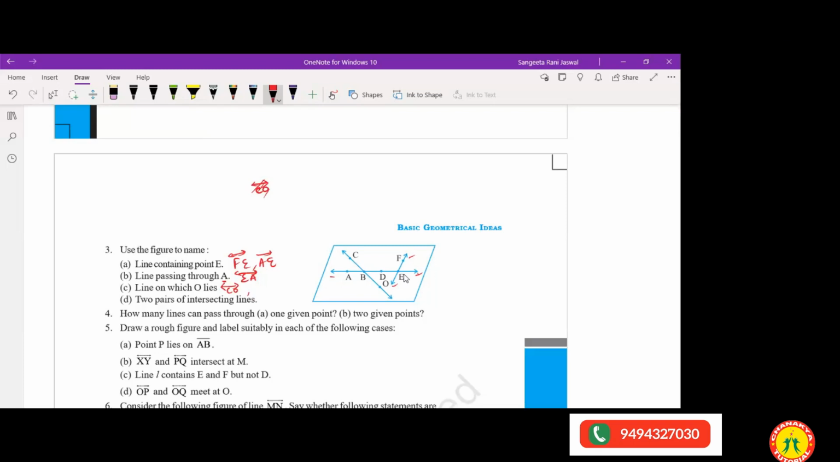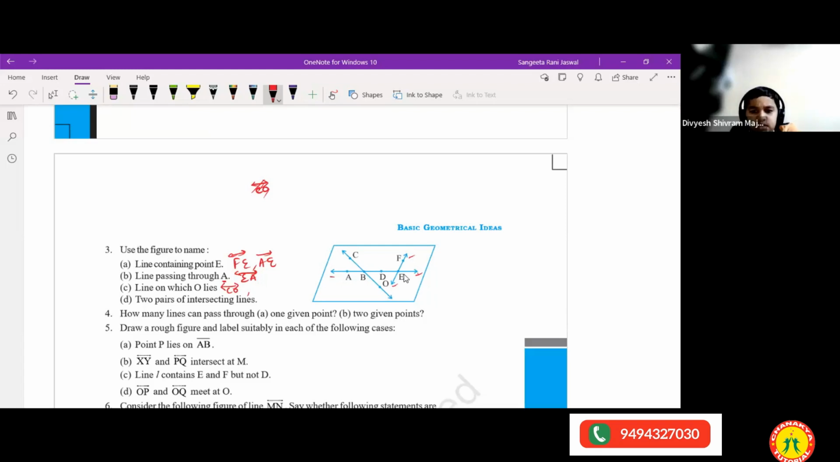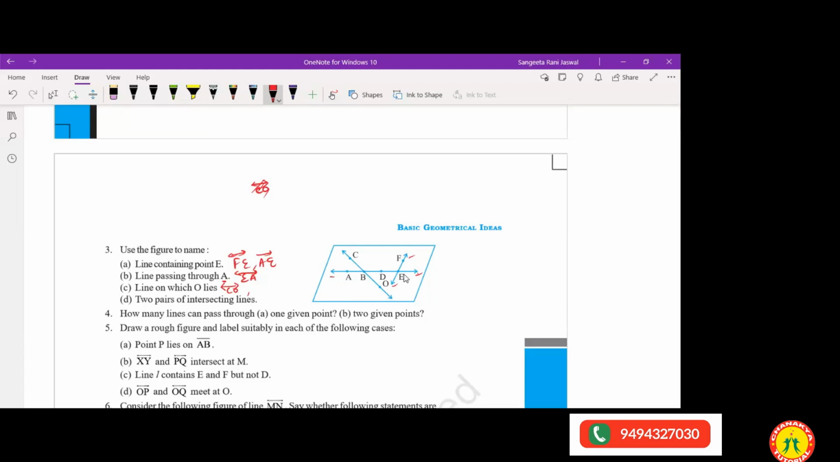Ma'am, AE and CO. Yes, AE, ma'am, and CO. Okay. And the other one is FE. You know, one pair is this and one pair is this. So one pair is AE and CO. Another pair will be AE and FE. Right? This is one pair, this is another pair.